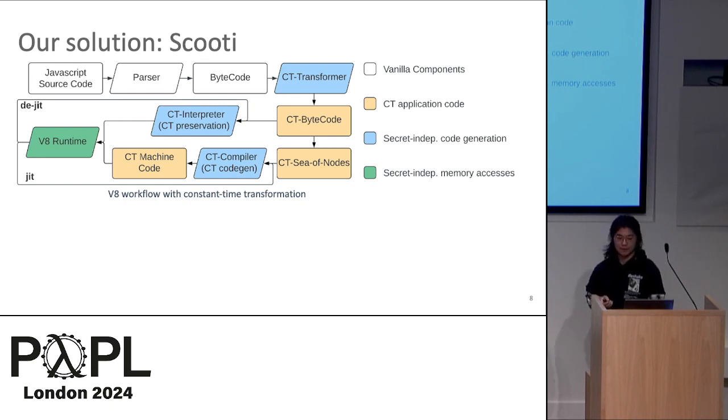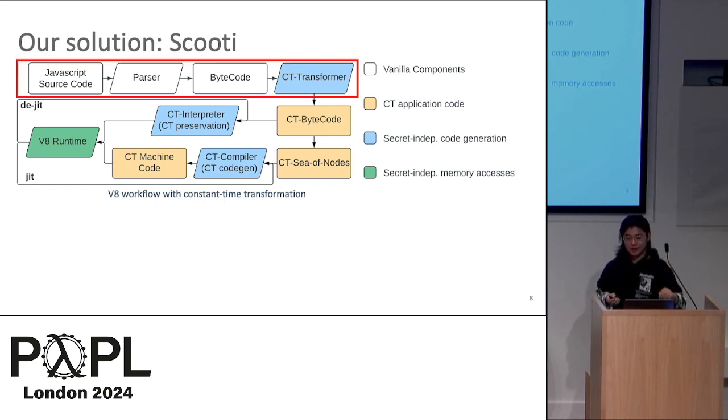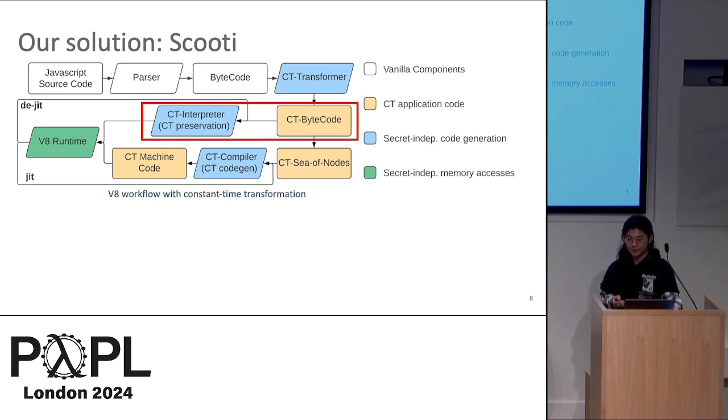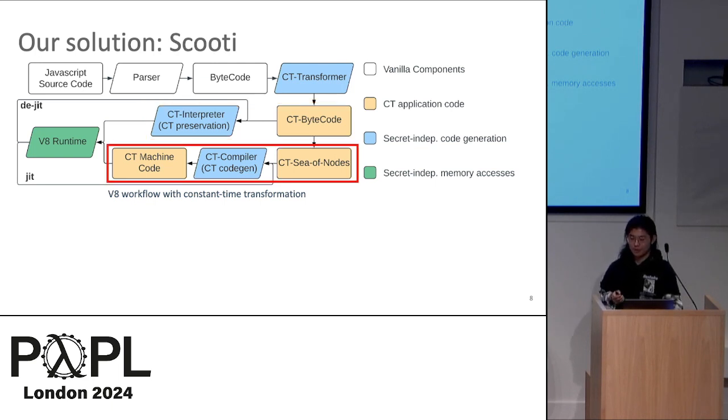So this is the overview of our modified V8 workflow. After using the vanilla V8 component to parse the source code, the CT transformer will transform the regular bytecode into constant time (CT) bytecode. And the CT interpreter interprets CT bytecode while preserving the CT property. The CT bytecode will also be translated to CT CF node, which is another intermediate representation in V8. And the CT compiler will take it and generate constant time machine code.